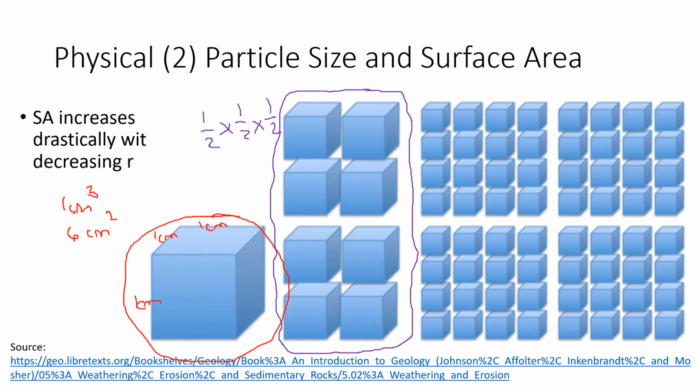So volume-wise, we multiply all 3 of those together, right? And we get what? We get 1, 2 times 2 is 4 times 2 is 8, 1/8 cubic centimeter. How many do we have? 1, 2, 3, 4, 5, 6, 7, 8. Oh, okay. So they're 1/8 cubic centimeter each, and there are 8 of them. Yeah, that makes sense. We still have the same total volume of rock. We have 1 cubic centimeter worth of rock, right?